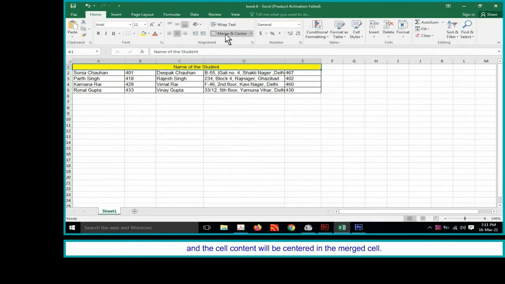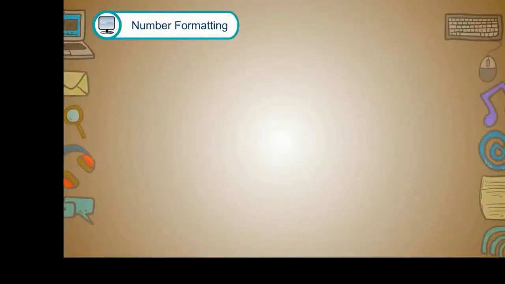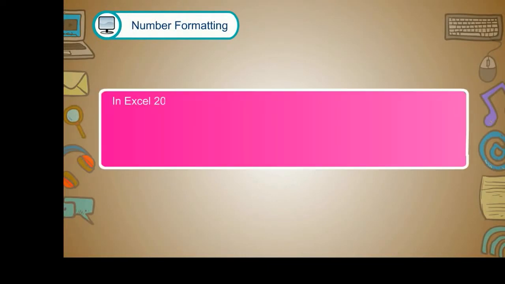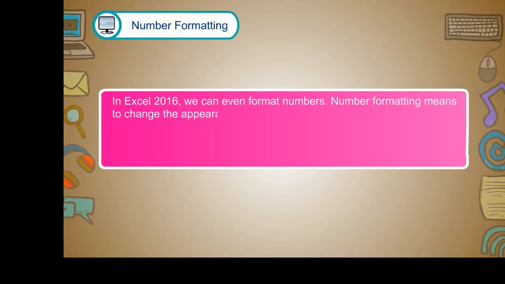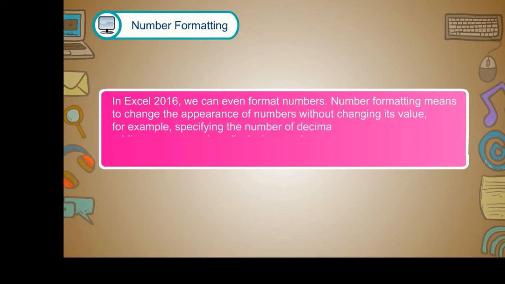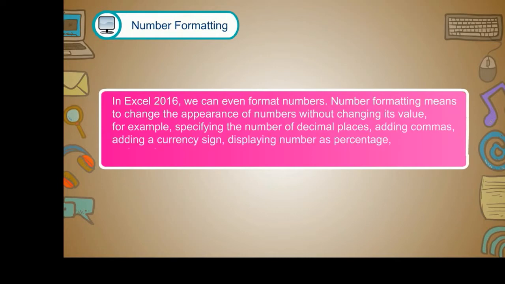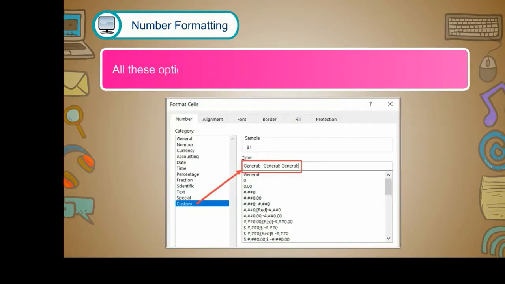Number formatting. In Excel 2016, we can even format numbers. Number formatting means to change the appearance of numbers without changing its value. For example, specifying the number of decimal places, adding commas, adding a currency sign, displaying number as percentage, and much more. All these options are present in the number group on the Home tab.